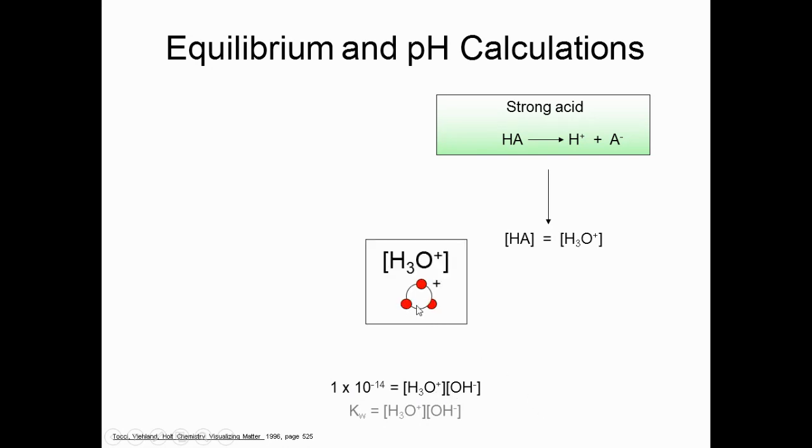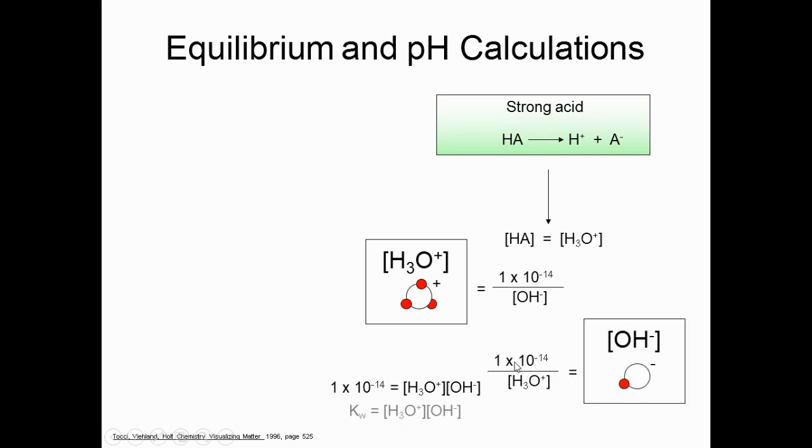I'm going to represent hydronium this way. The little red dots represent the hydrogens, so H3O with a 1 plus charge is equal to 1 times 10 to the negative 14th divided by OH, just applying this equation at the bottom. If we wanted to get the OH concentration, it's going to be 1 times 10 to the negative 14th divided by hydronium equals hydroxide. So that's how we can go between hydronium and hydroxide for a strong acid.